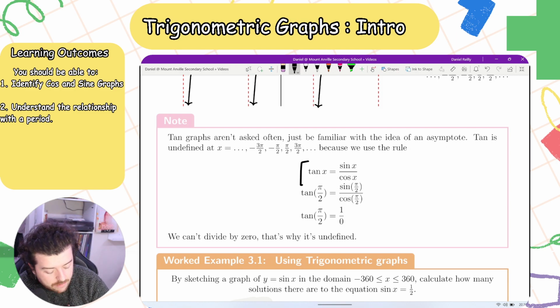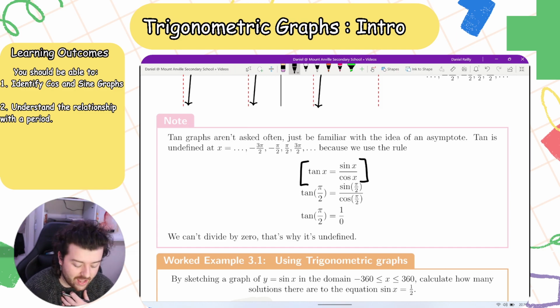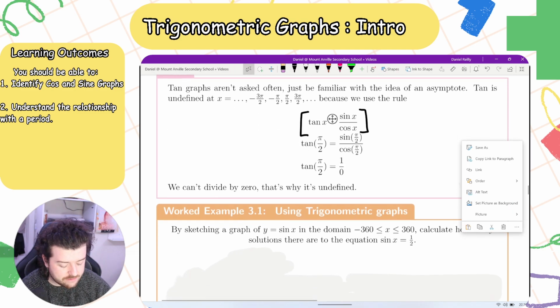So this is an important rule that we learn from a unit circle. Tan x is equal to sine x divided by cosine x. So if I was to put in tan pi over 2, or tan 90, as we saw in that graph, sine 90 over cosine 90 is equal to 1 over 0. We can never divide by 0. That's why it is undefined.